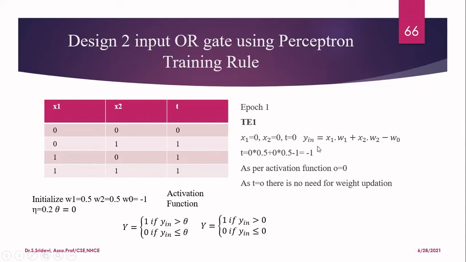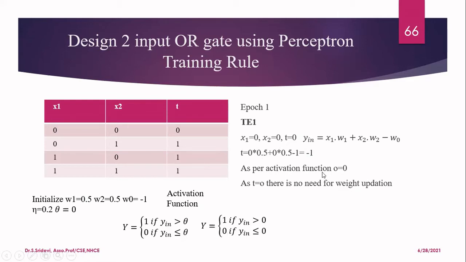Here I am calculating yn. So I am applying x1, w1: x1 is 0, w1 is 0.5, plus x2, w2: x2 is 0, w2 is 0.5, plus the weight w0, which is -1. So I am getting the output yn as -1. Next, I'm going to pass this to the activation function. Here it is less than or equal to 0, so I'll be getting the output from the activation function as 0.